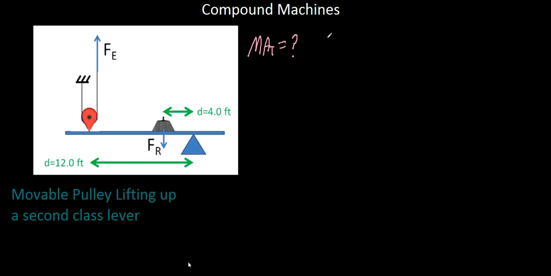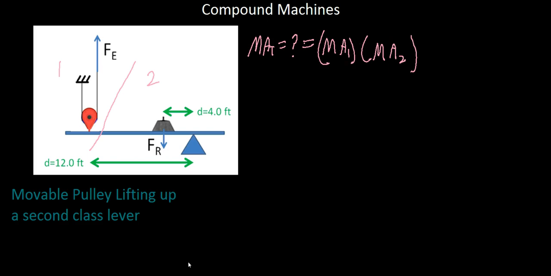So in the past, we multiplied all the mechanical advantages together. In our previous example, we had three machines working together. This time we only have two. We have a movable pulley lifting up our second class lever. So we have two. So in this case, we would say, well, mechanical advantage 1 multiplied by mechanical advantage 2. We would just multiply all the mechanical advantages together.